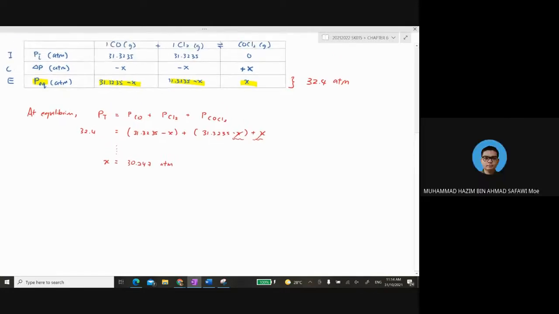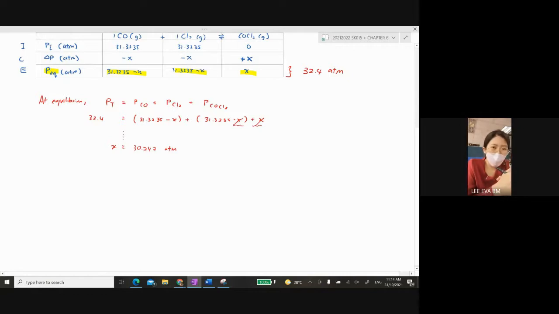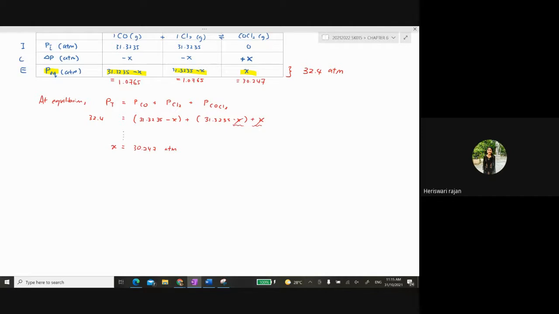The value of 30.247, you can fill it inside your ICE table. So that means you use 31.3235 minus the value of x, 30.247. Then you will find the equilibrium partial pressure equals 1.0765 for CO and also for Cl2. 1.0765. And of course, the value of x, 30.247. Is everyone good with this part? Yes, madam.